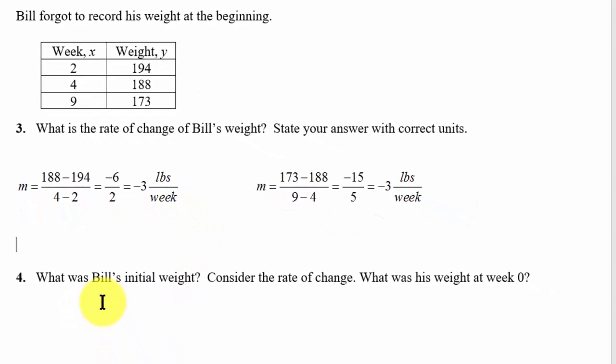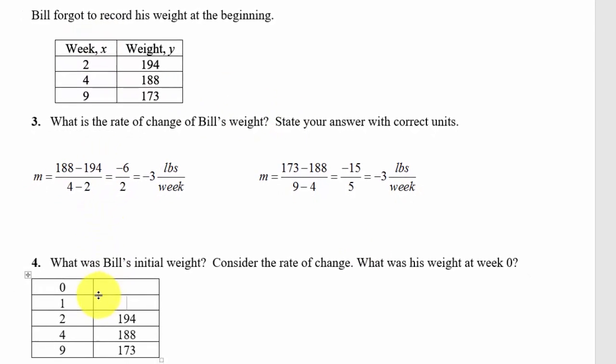So they say, okay, what was Bill's initial weight? Consider the rate of change. What was his weight at week 0? Well, think about this. If he was 194 pounds in week 2, and he lost 3 pounds every week, that means he would be 3 pounds heavier in week 1. So I'm going to modify this table for a moment.